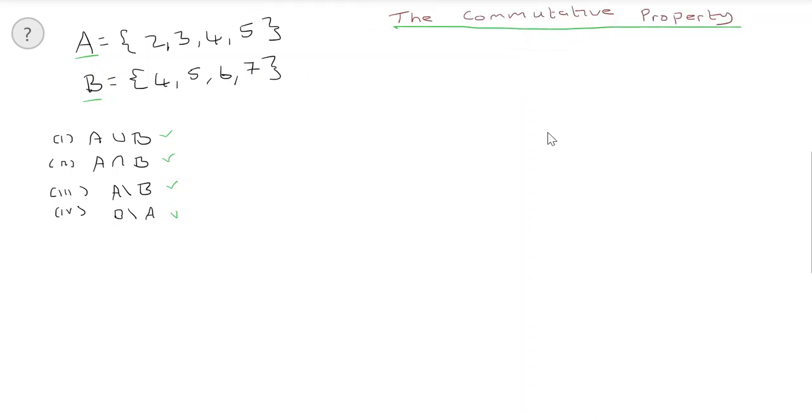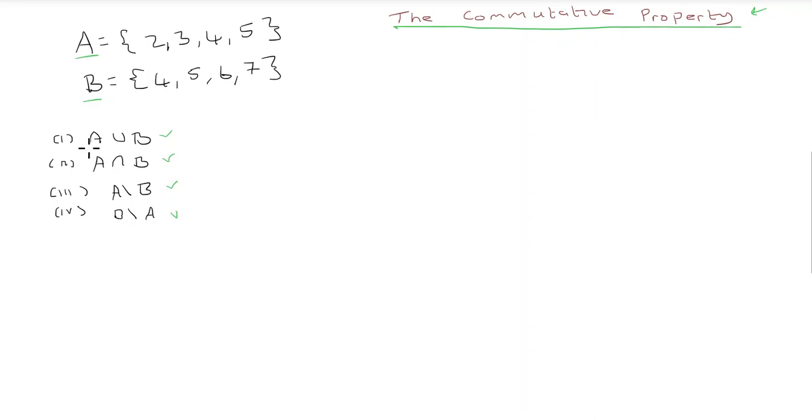Okay, so in the class today, what we're going to talk about is this idea of the commutative property. So we have this here, so commutative. Before we do that, and just to explain this, the first thing I want you to do is to have a look at these two sets. So we have the set A and the set B.